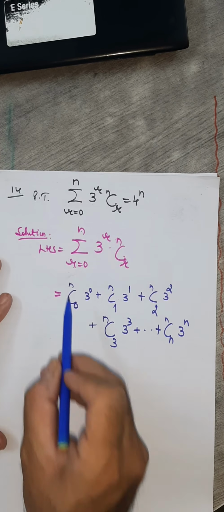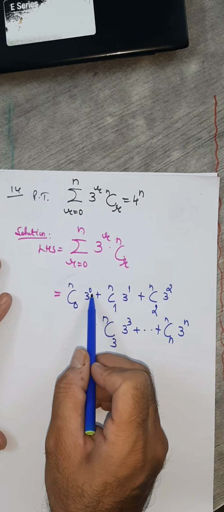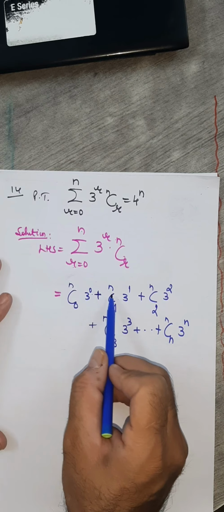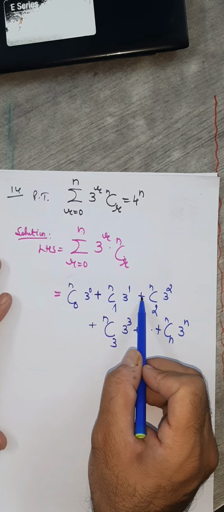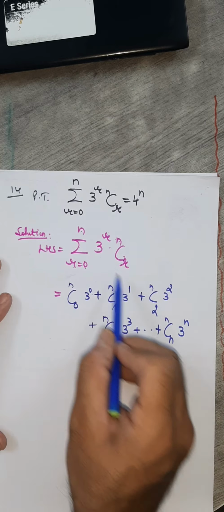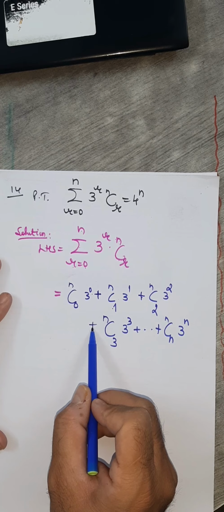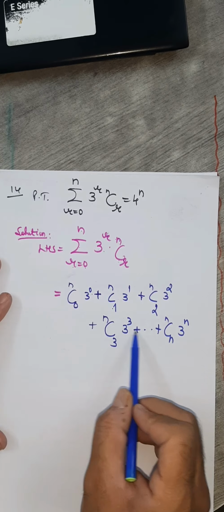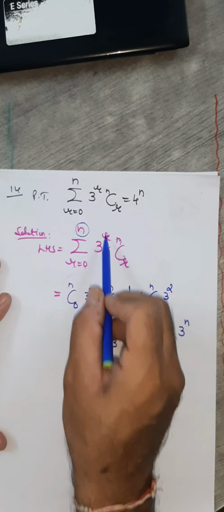I repeat what I did: I have just dropped the sigma notation. Take r equals 0, so nC0, 3 raised to 0. Sigma means plus. Next value of r, 1, so nC1, 3 raised to 1. Sigma means plus. What's the next value of r? 2. So here nC2 and 3 square. Plus. Next value of r is 3, nC3, 3 cube, and so on. What's the last value of r? That's n here. So nCn, 3 raised to n.